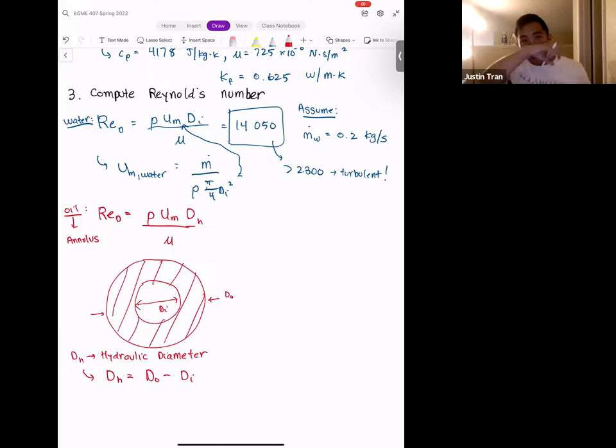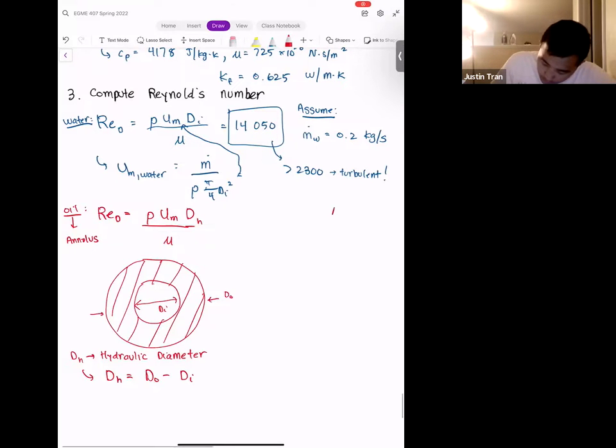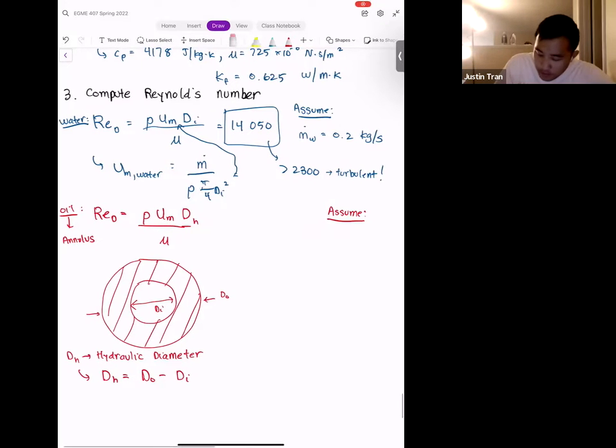And so that takes care of the hydraulic diameter. The other thing that we're going to need is the mean velocity, and for the mean velocity, we're going to need, of course, the mass flow rate.